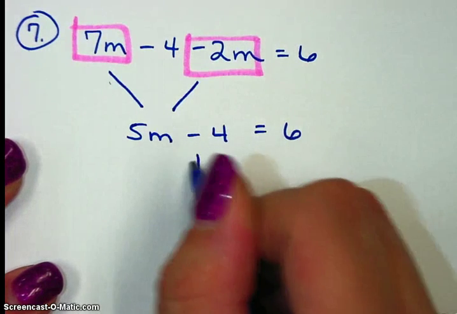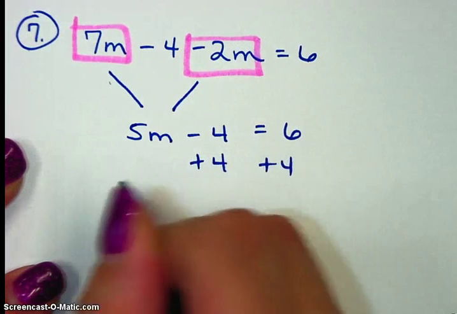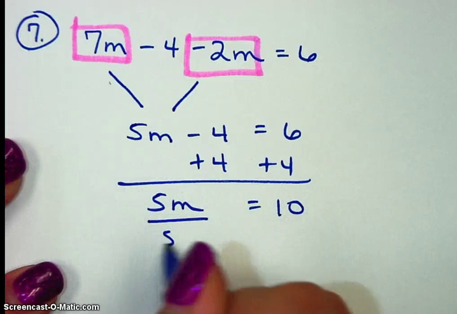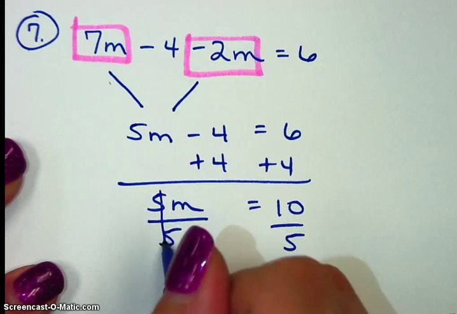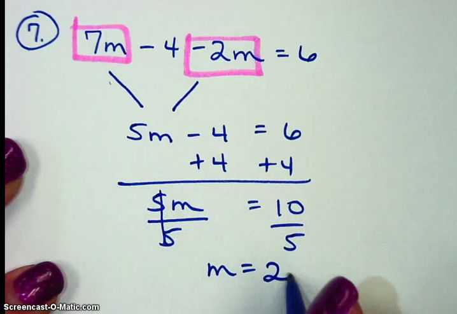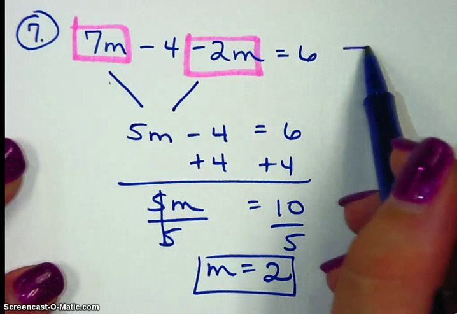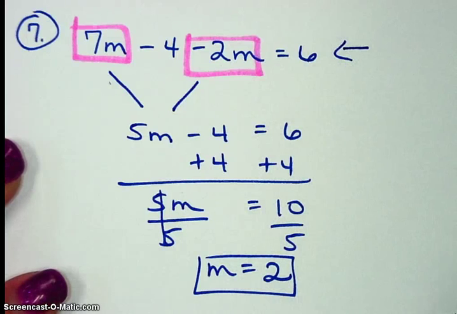Now it's just a 2-step. Add 4 to both sides. 5m equals 10. Divide both sides by 5. m equals 2. And you're done. Remember, you can always check right here in the beginning equation. Number 8.